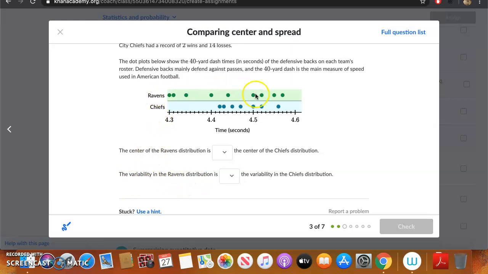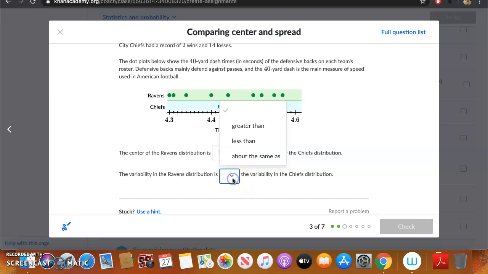So if we look at the Ravens, the center of this distribution looks like it should be somewhere around here, correct? I would say somewhere between 4.4, less than 4.45, correct? So definitely less than 4.45 would be my center of the Ravens. The center of the Chiefs would be definitely more towards greater than 4.45. All right, so I would say the center is right here. Okay, so my guess is the center of the Ravens is a little bit less than the center for the Chiefs. Okay, so right about here compared to right about here. The variability in the Ravens distribution, well, definitely it looks like the variability for the Ravens is much greater.